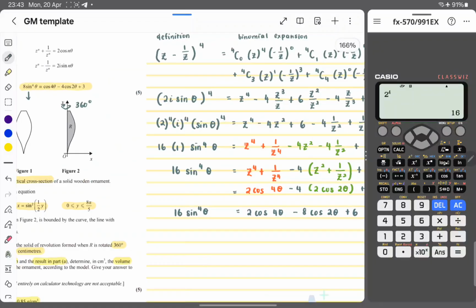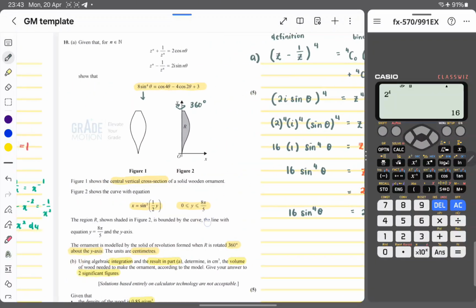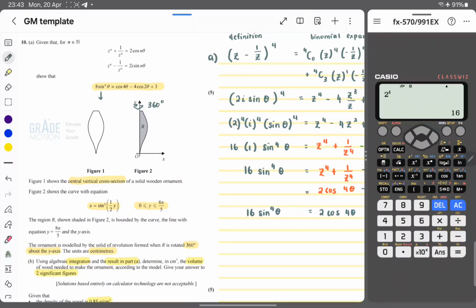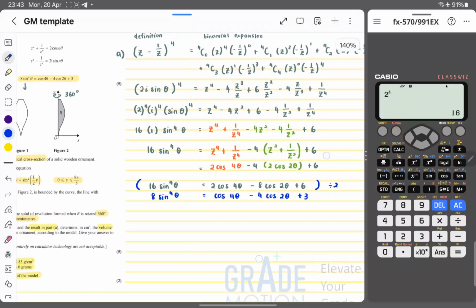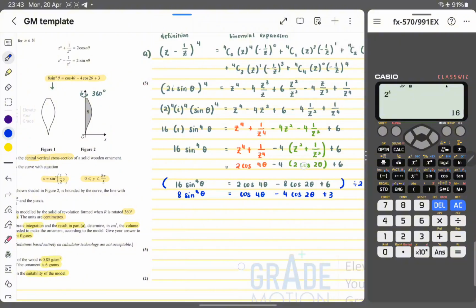Let's check our question. Our question, they want us to prove that it is 8, not 16. So what we have to do now is divide all of this by 2. So let's divide this by 2. So we will get 8 sine to the power of 4 theta is equal to cos 4 theta minus 4 cos 2 theta plus 3. That's it. We are done with part A.